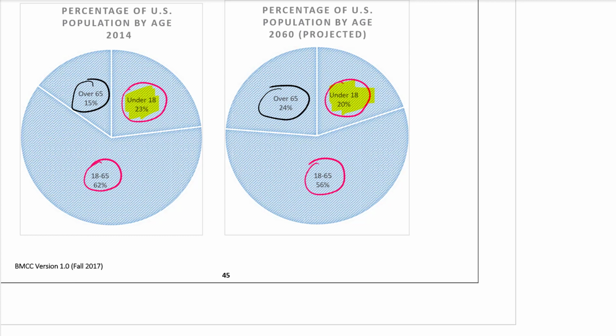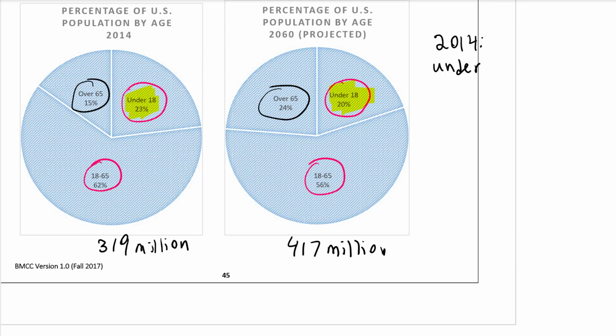So let me write down the numbers. So we got 319 million right here. And do not write it in expanded form. Just leave it like that, as millions. And then 417 million for 2060 projected. We're going to be focusing only on the under 18 category. So first question that I want to ask you is to calculate in 2014, how many people were living in the United States that were under 18 years of age. Okay, so calculate that number.